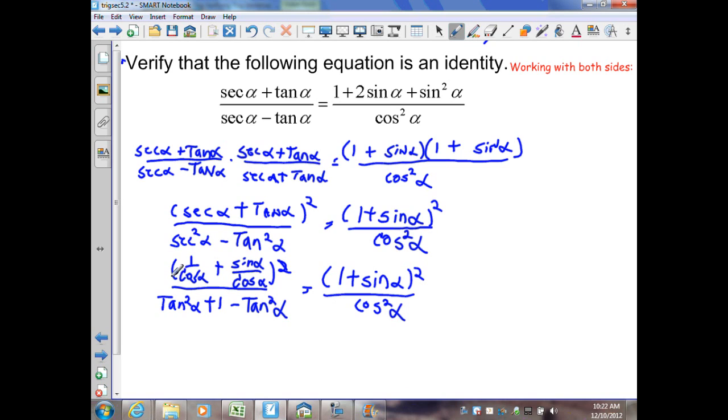On the left side, in the numerator, I have common denominators. So I can just rewrite that as 1 plus sine alpha, and that quantity is squared, over cosine squared alpha. And on my denominator, tangent squared alpha minus tangent squared alpha, they cancel, and I'm left with 1, which leaves me what I've just written. And that matches my right side.